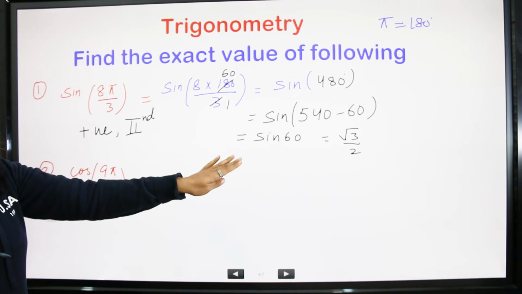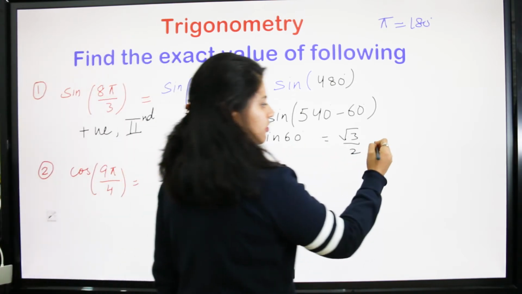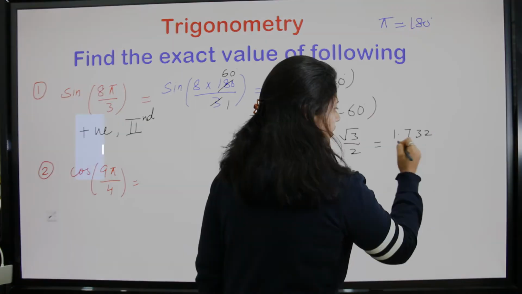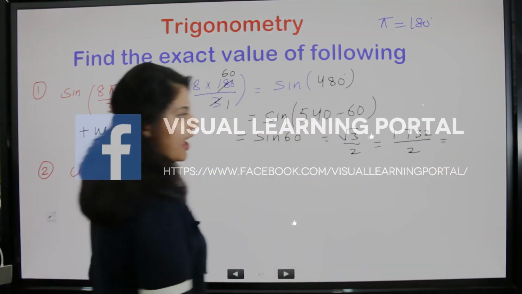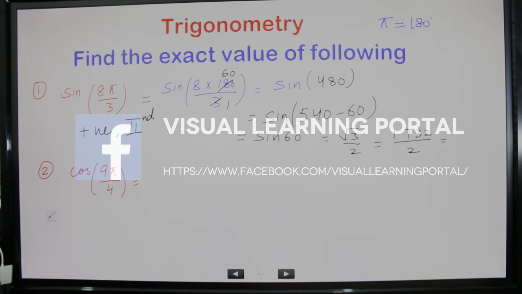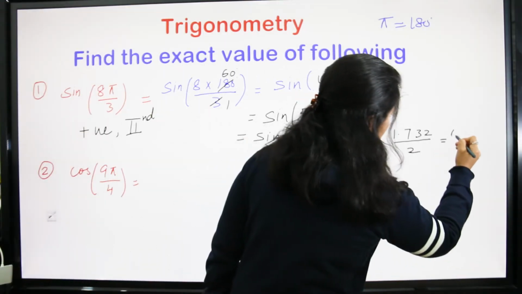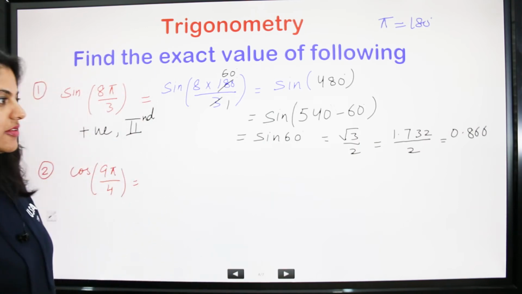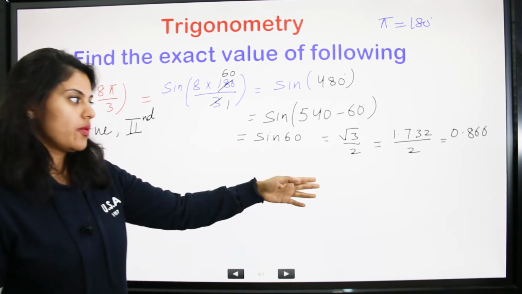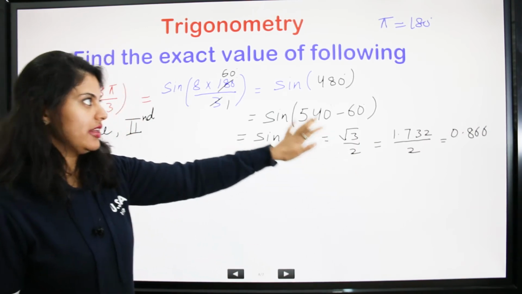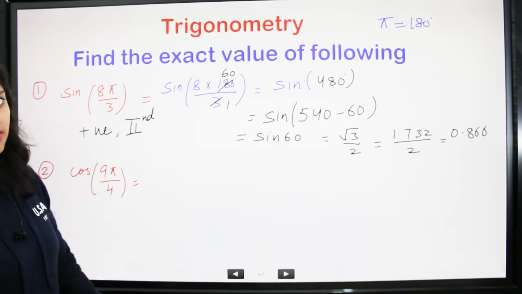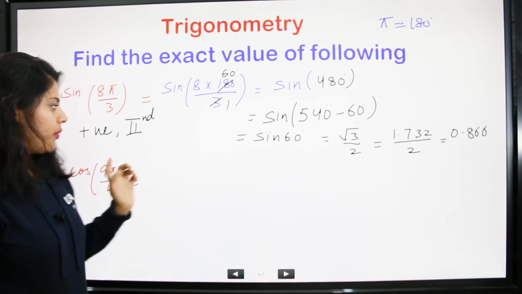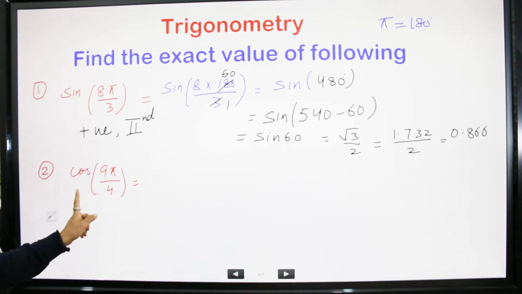Okay, this is the exact value, but still if you want to go further, under root 3 is 1.732 divided by 2 you're going to do, and if you divide this value you will get 0.86 something, 866. You can round that figure as well, so in the same way you can find the other values, or you can leave your answer here. That is also the exact value of the sine 8 pi by 3. Okay, similar way we can do this one as well.